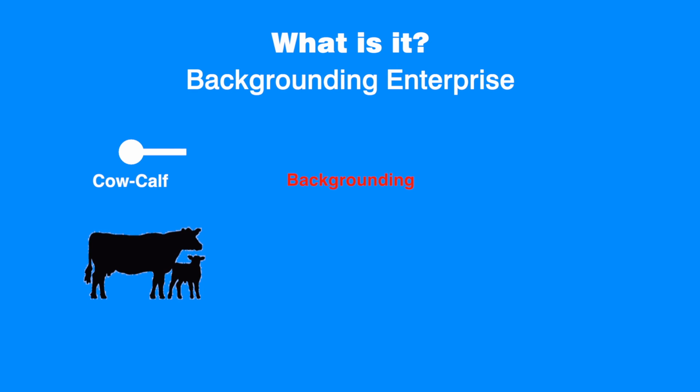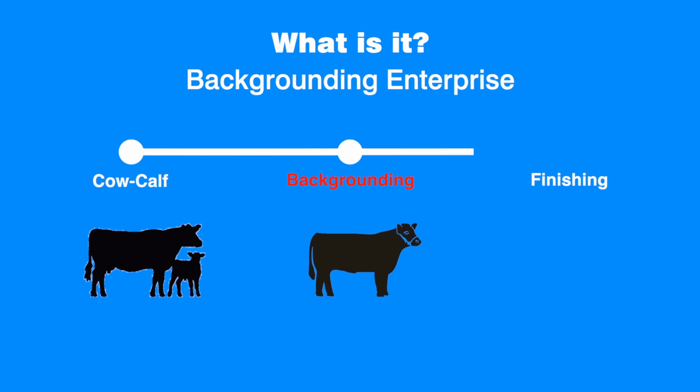Backgrounding is the second stage of beef production. In a typical backgrounding enterprise, weaned calves are placed on feed in Drylot pens and can also be grazed on a pasture from 6 to 12 months of age.